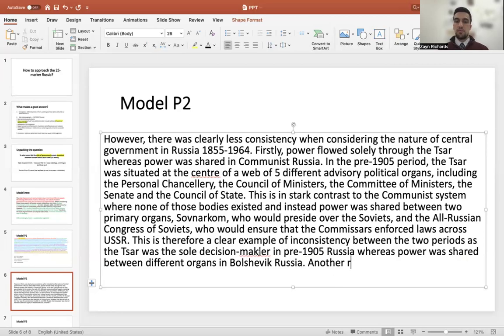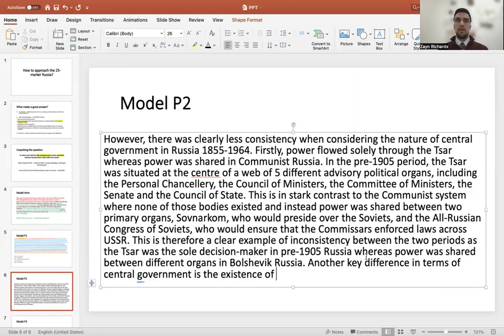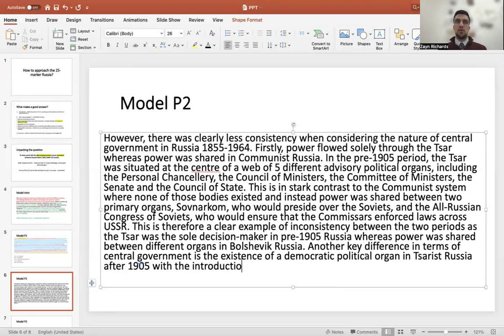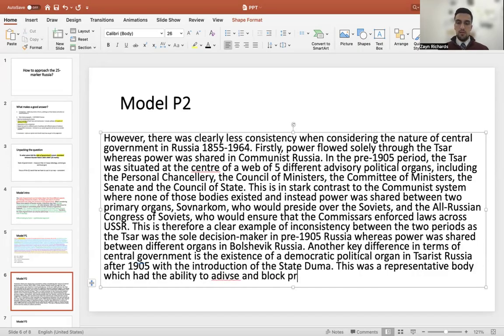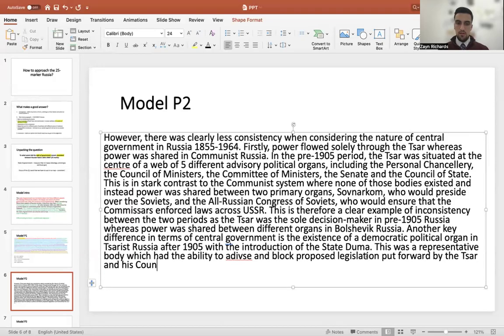And then I need to introduce my next point of synthesis. So I'm then going to say another key difference in terms of central government is the existence of a democratic political organ in Tsarist Russia after 1905, with the introduction of the State Duma. This was a representative body. So I'm giving more evidence about the Duma. Okay, right, that's that one, by the Tsar and his Council of Ministers.